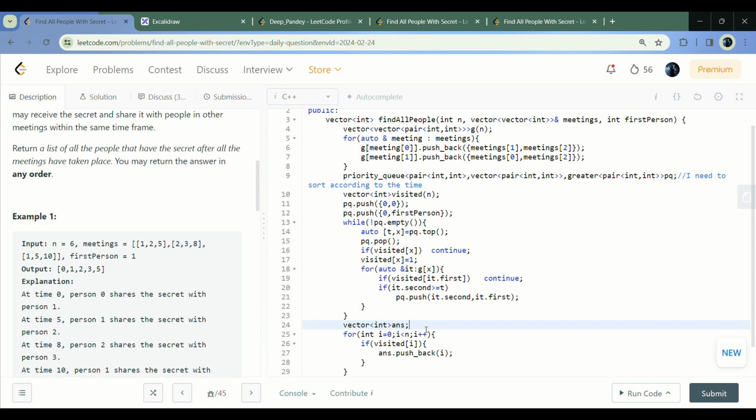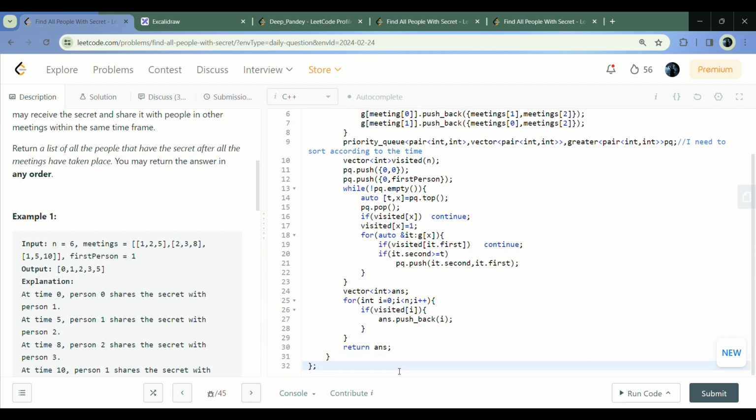Now last, I have declared a vector of integer type, answer, to store all the people who have already attended the meeting. For this I will run a for loop and check if visited i is true, then I will push that person i into my answer, and then I will return the answer. So now let's just run it.